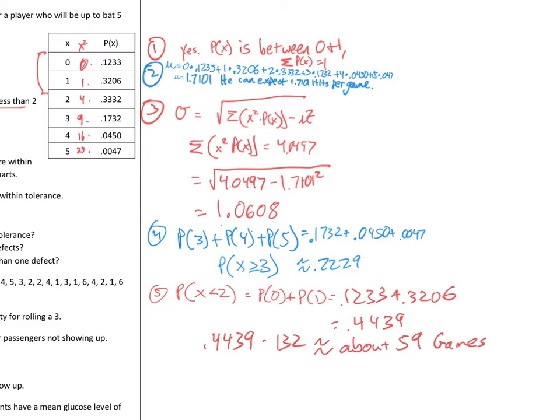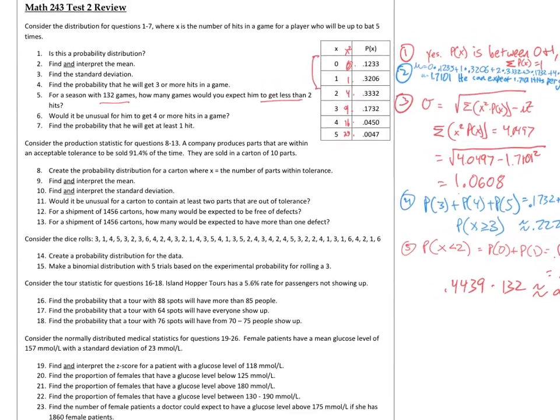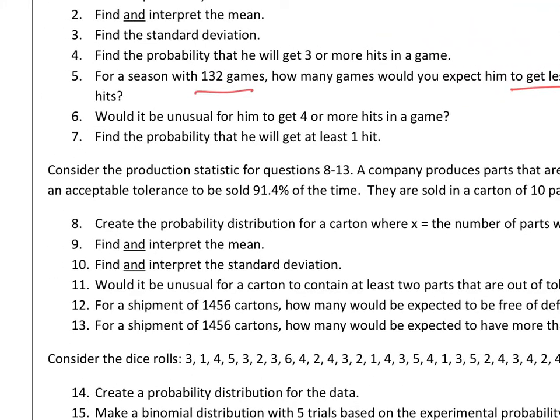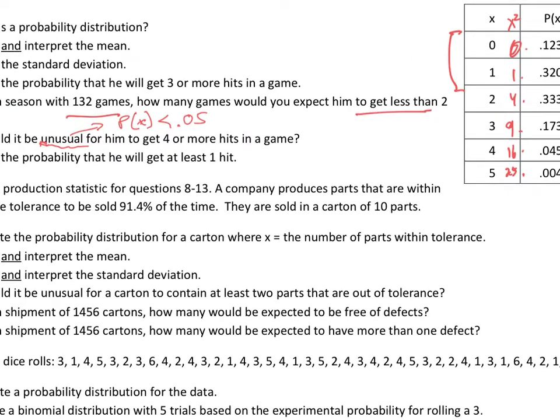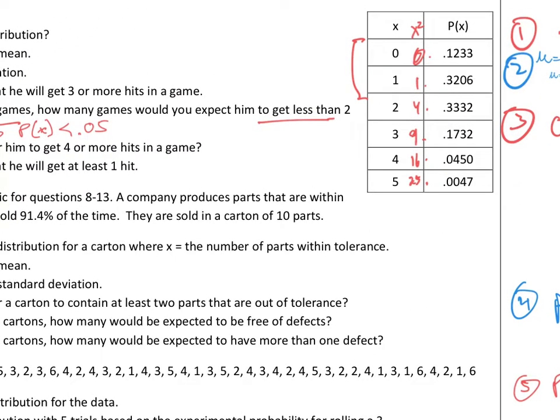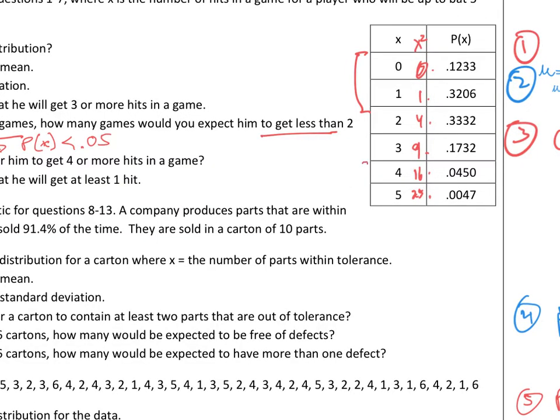So you've got to find the probability first, and then multiply it by the total number, and that tells us how many we can expect. All right, number 6: would it be unusual to get 4 or more hits? When we're thinking unusual, this means the probability is less than 0.05. So 0.05, or 5%, is our cutoff. We have to find the probability of getting 4 or more hits, so 4 or 5.